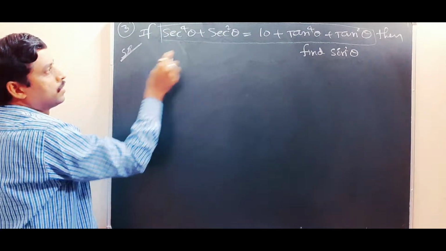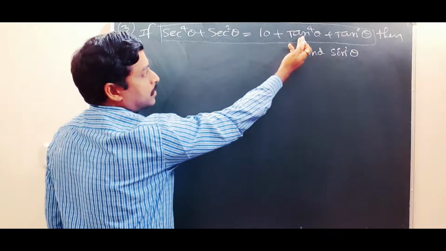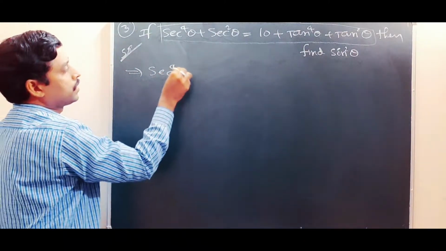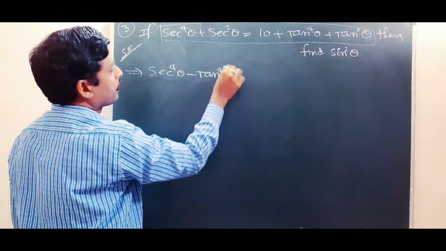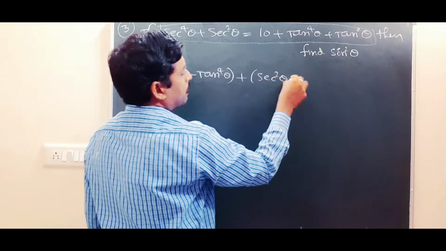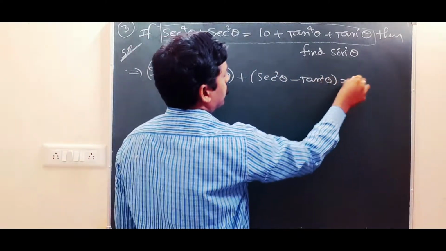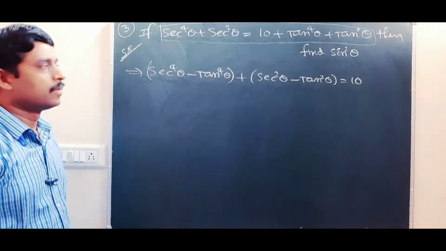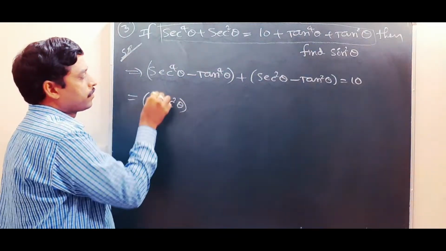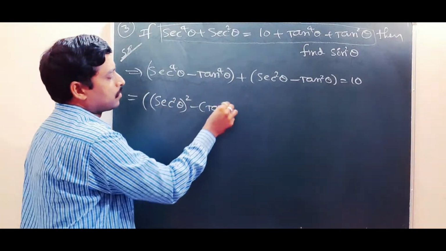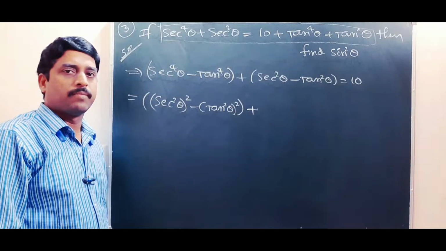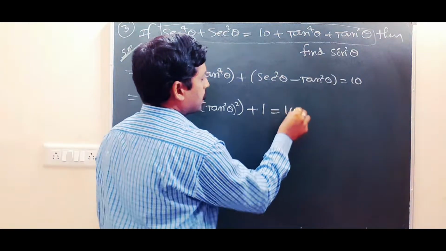So this tan to the power 4 theta plus tan square theta, bring to the left side. It will be secant to the power 4 theta minus tan to the power 4 theta, plus secant square theta minus tan square theta equal to 10. Now it can be written as secant square theta whole square minus tan square theta whole square. We have the secant square theta minus tan square theta formula, 1, equal to 10.